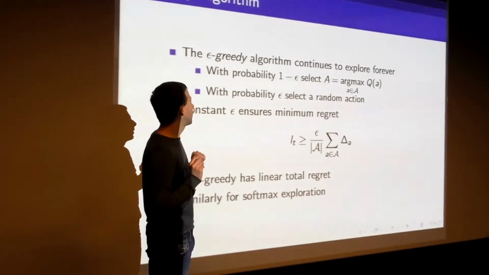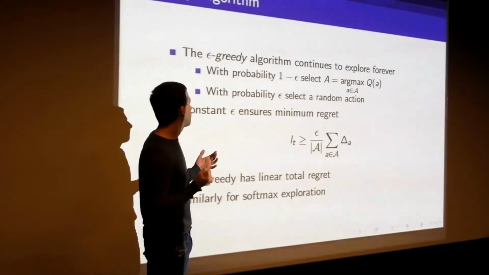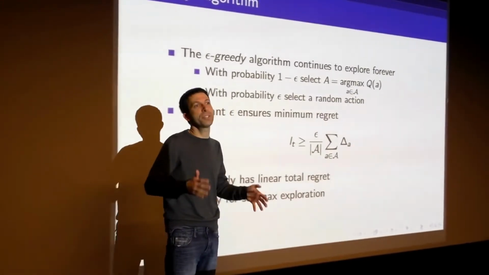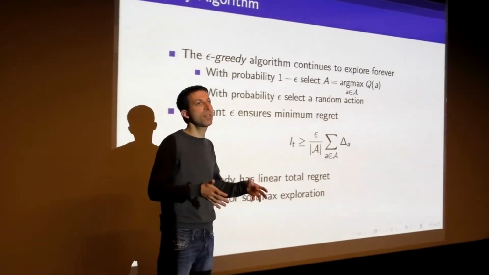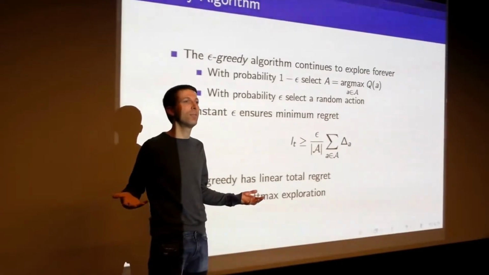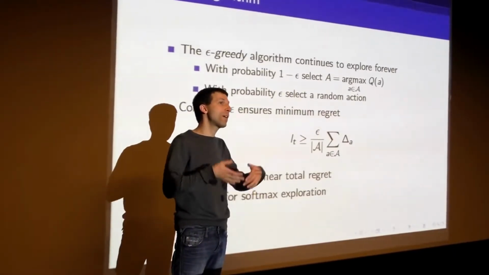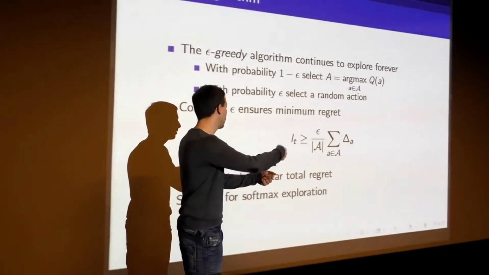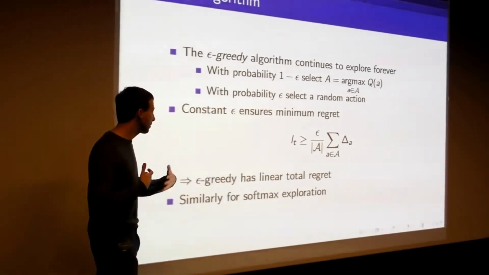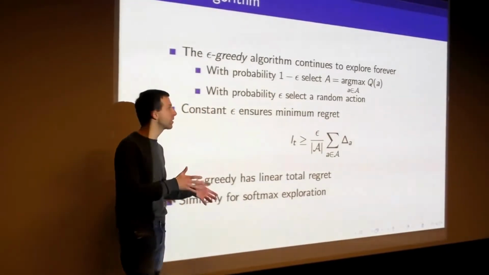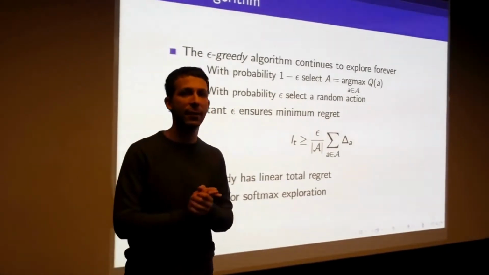So now, what do we do? Well, we can be absolutely certain that we're going to incur some loss in expectation. We're going to keep making mistakes over time because we're still exploring randomly. So every time we explore randomly, we're very likely to make some mistake and not pull the best arm. So we keep incurring regret and regret and regret. We keep making mistakes. And so this also has linear total regret. The same would be true for the softmax. I'm not going to go into the softmax here.